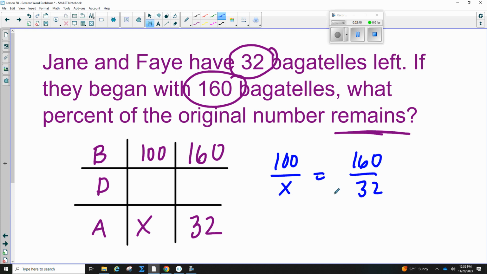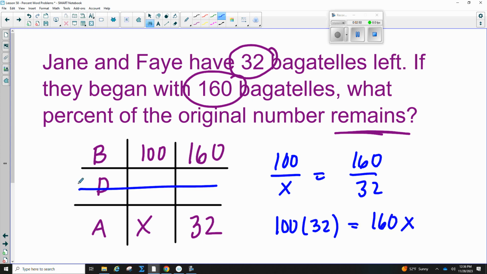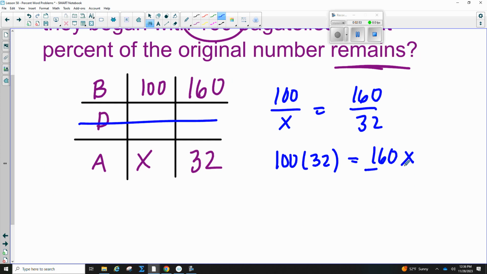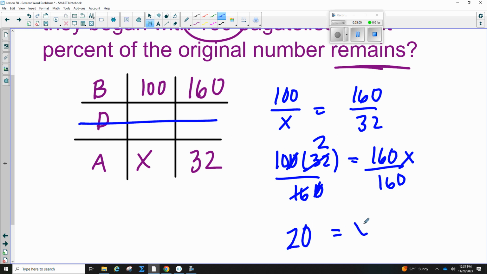We can cross off that whole middle row. And then we cross multiply, so I have 100 times 32 equals 160 times X. And again, you have to be able to do these without a calculator, and they give you a lot of times really nice numbers. So this 0 can cancel with this 0. How many times does 16 go into 32? Good. And then I do 2 times 10, and I get 20. And we are solving for a percent right here. That after is 20%, which is what percent remains.